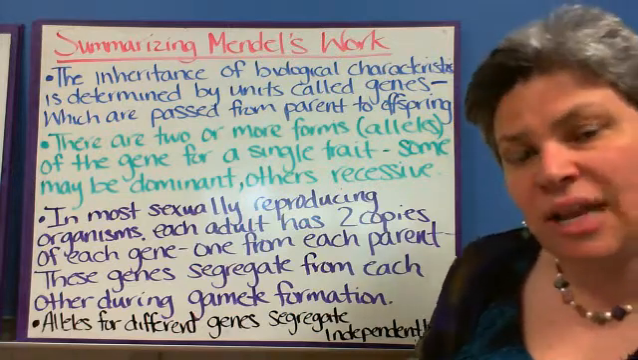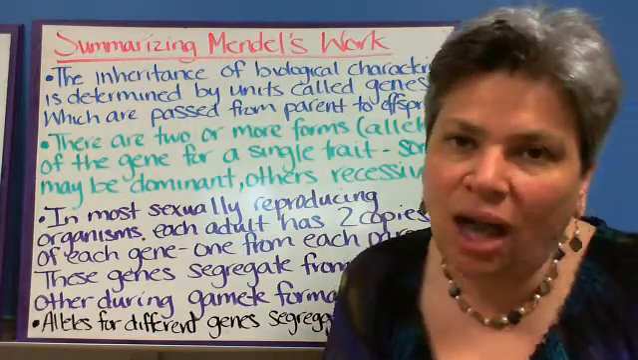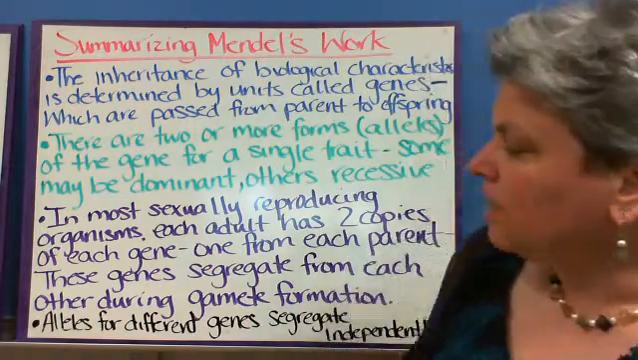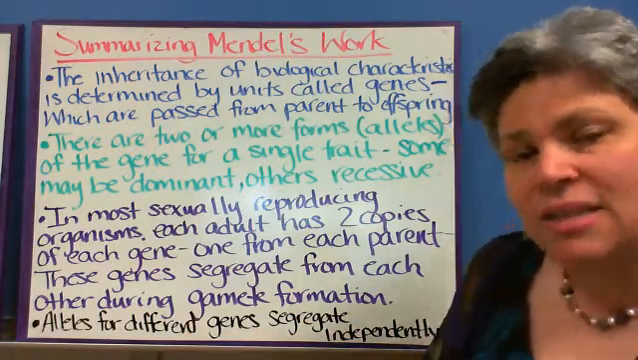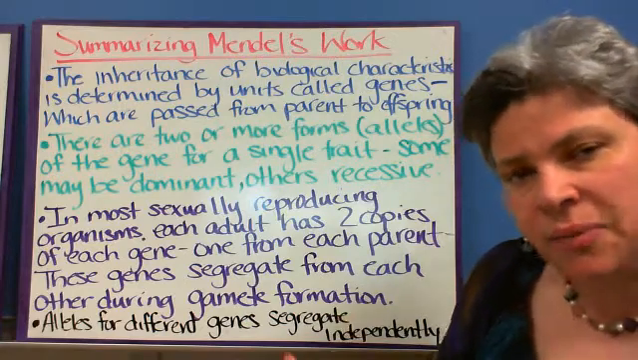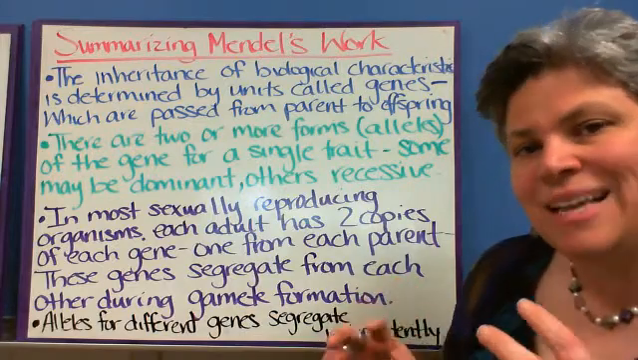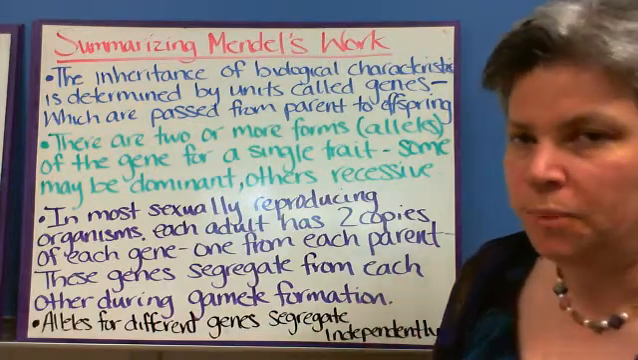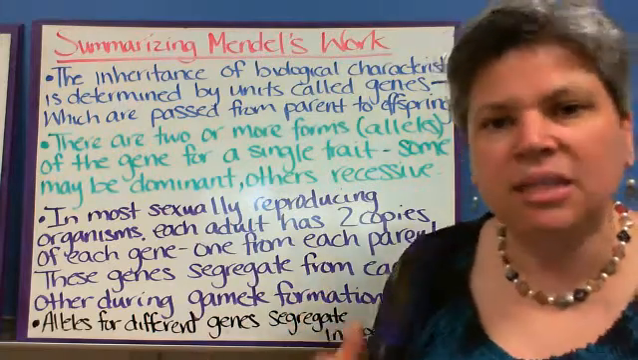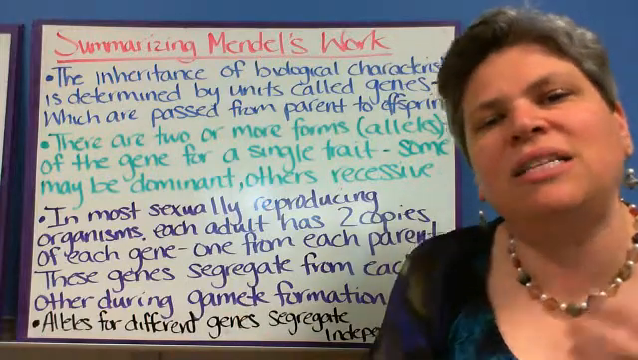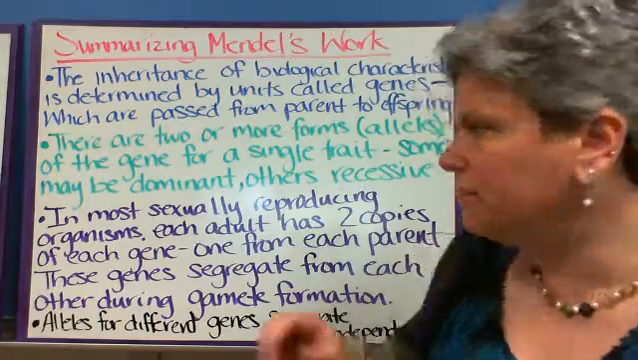These genes segregate or separate from each other during gamete formation, so then you're only passing on one to your offspring. And finally, the alleles will separate independently. Remember, segregate and separate are the same thing. So those alleles will separate from each other separately, differently. Brown hair, brown eyes. Red hair, blue eyes. Brown hair, blue eyes. It doesn't make any difference. That separation, that segregation is independent. They are not connected to each other.